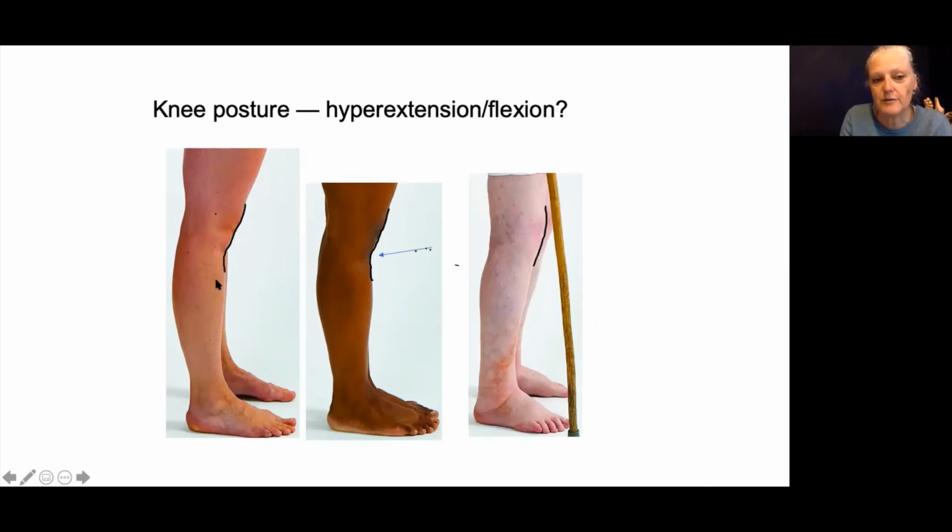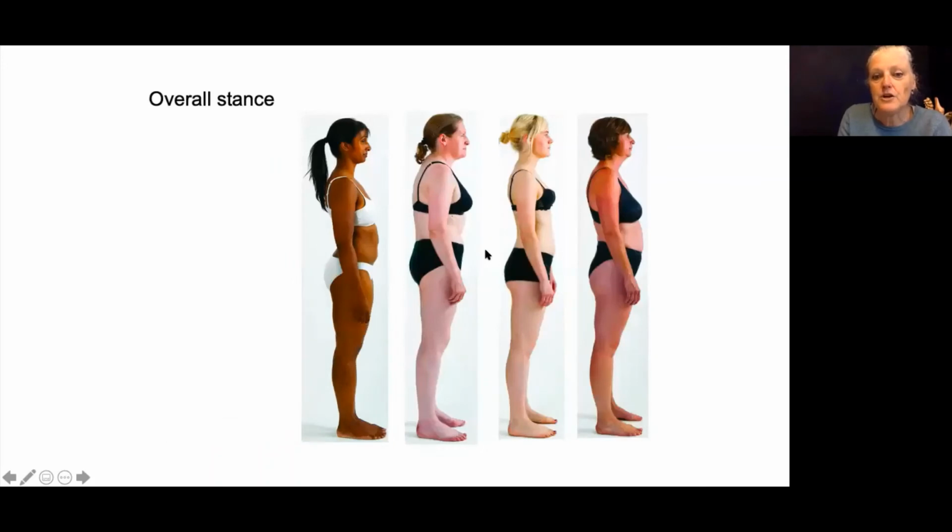These are not examples of full hyperextension, but the lady on the far left is more hyperextended than the one in the middle, and both of them are slightly more extended than the man on the right who's standing in knee flexion. The reason you can't see that he's in knee flexion very well is because he's got a very swollen knee, so the back of the knee doesn't look that flexed. You look at their overall stance and just get a general feeling for how they are standing.